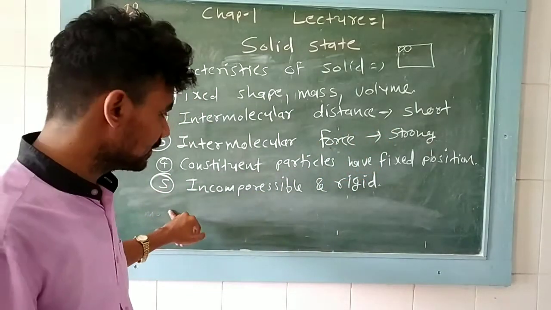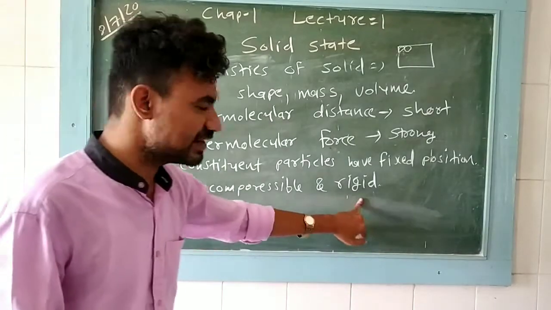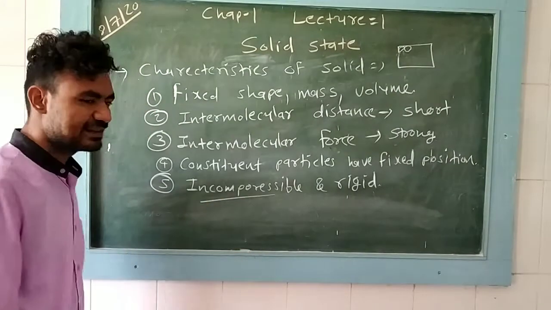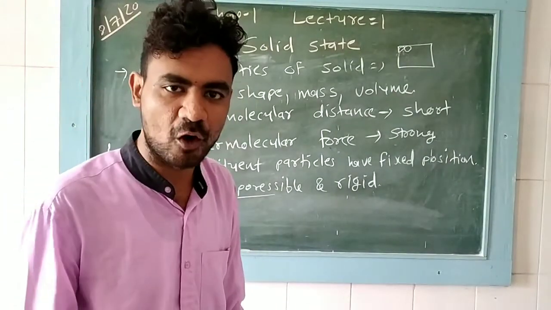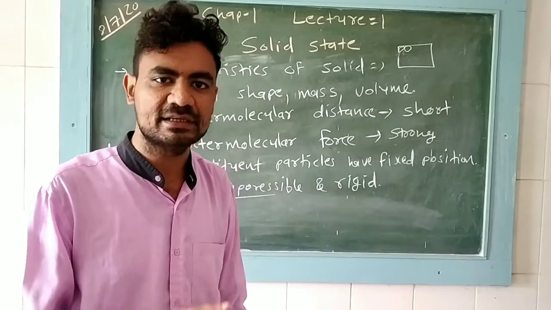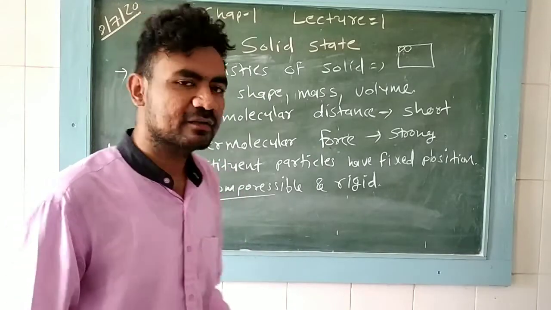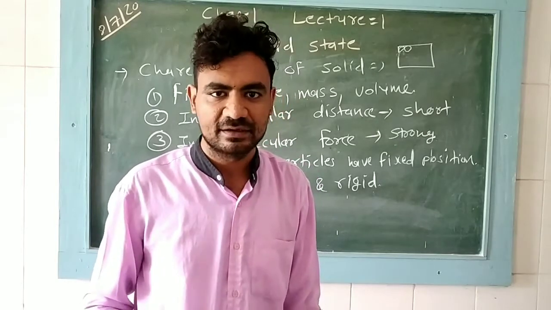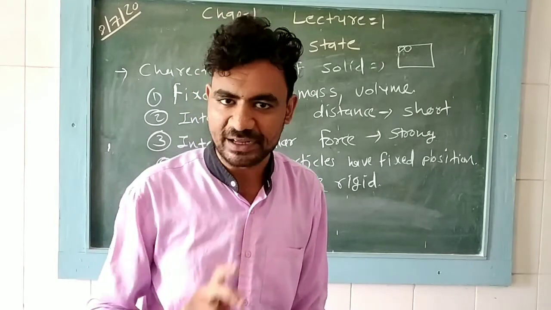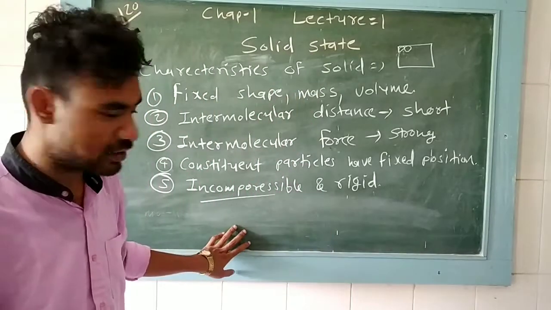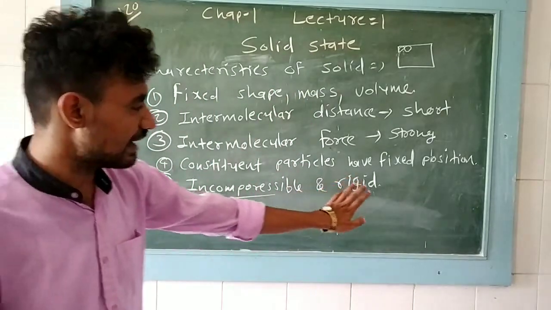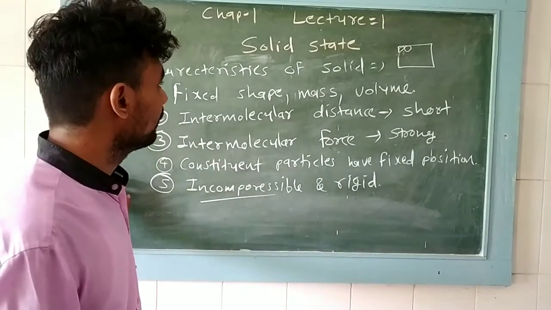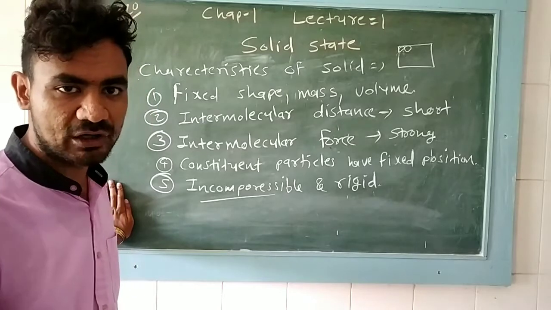Now the fifth point, incompressible and rigid. Most of the solids are incompressible. There are a few exceptional cases like sponge. Sponge is a solid but it is compressible. Sponge has its own reason and its own properties. Due to some pores in it, it is compressible. But most of the solids are incompressible and rigid. So these are 5 points that are properties or characteristics of solid.